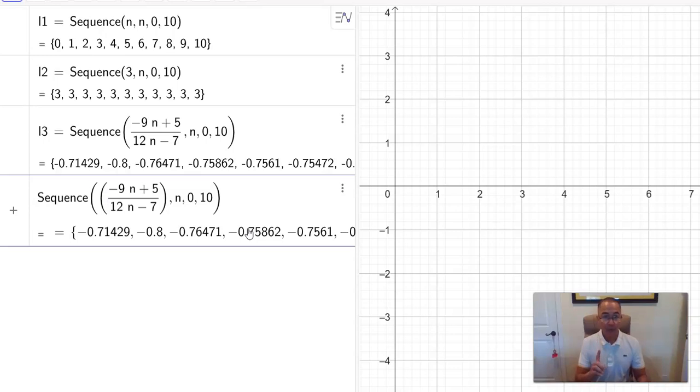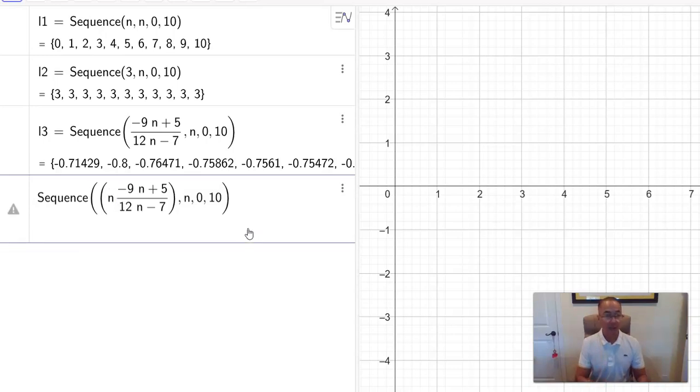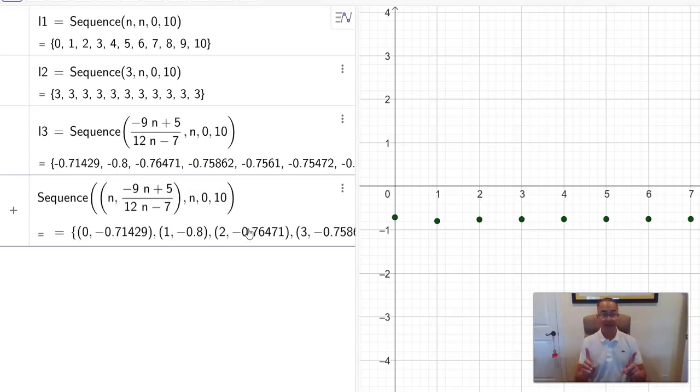That will be the y-coordinate. The x-coordinate is simply going to be n. Okay, so the x-coordinate is n, and the y-coordinate is a sub n. So when n is 0, we get negative 0.71. When n is 1, we get negative 4/5, negative 0.8. When n is 2, we get this, and so on.